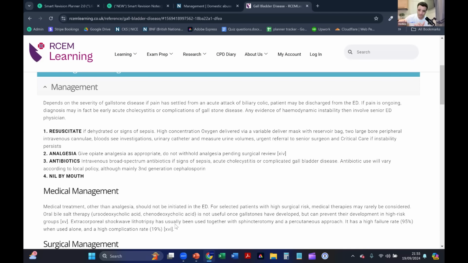But basically, for management, anyone with symptomatic gallstones, the treatment of choice is laparoscopic cholecystectomy, just like acute cholecystitis. So even if it's just biliary colic, they don't have jaundice, they don't have fever or raised inflammatory markers, it's just pain after eating fatty meals, the treatment of choice is still lap chole because it's symptomatic. That's the same for acute cholecystitis.